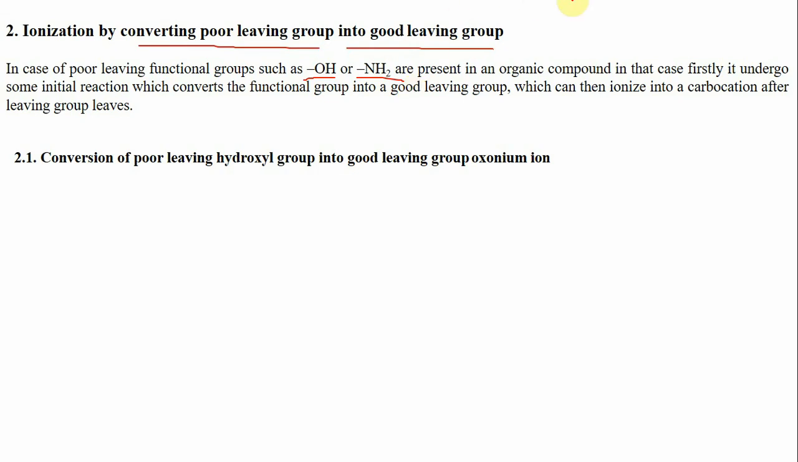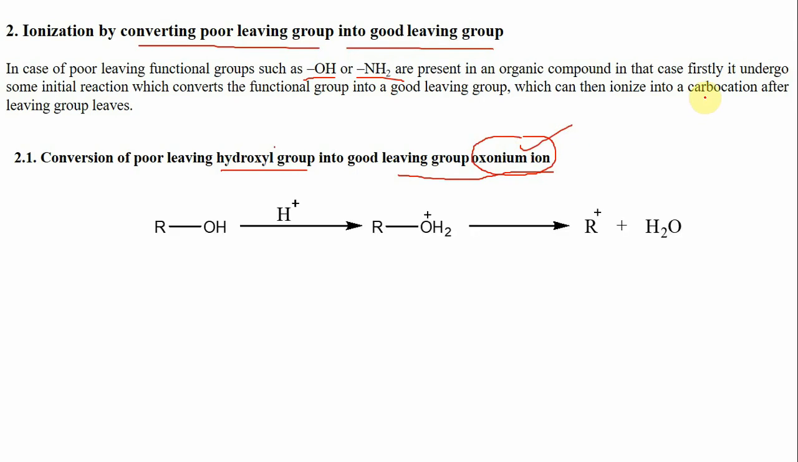First, we can generate these carbocations by converting the hydroxyl group into a good leaving group such as an oxonium ion. As I already told, the hydroxyl group is a very poor leaving group, but the oxonium ion formed from the hydroxyl group is an excellent leaving group. Let us see the reaction.